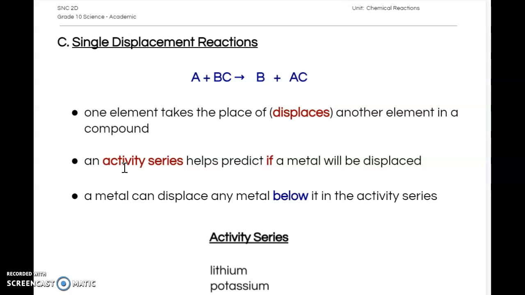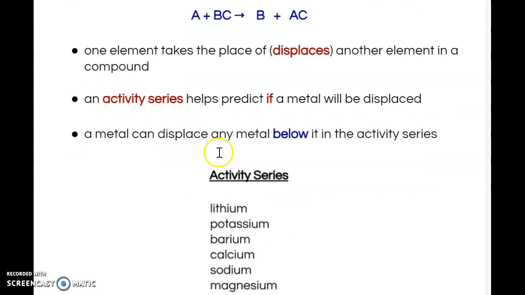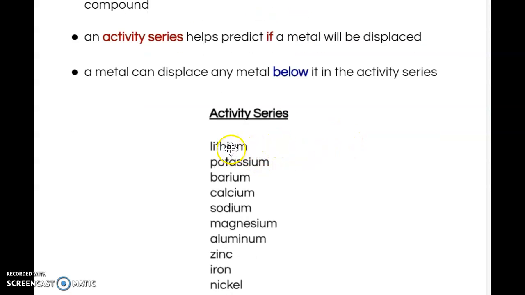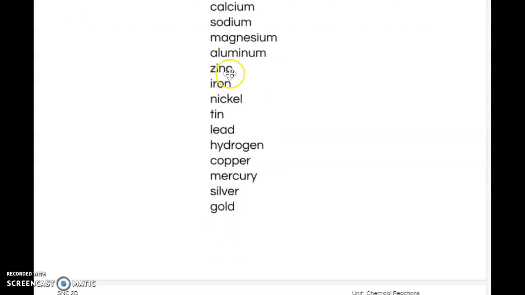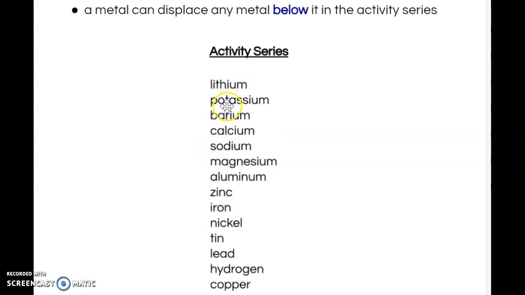Sometimes you can have A plus BC, but because A is less active than B, it won't react. There will actually be no reaction. The metal can displace any metal below it in the activity series. So lithium can displace all of these metals right here. Potassium can displace everything except for lithium. If I was substituting potassium for lithium, there would be no reaction because lithium is the most active in the activity series.